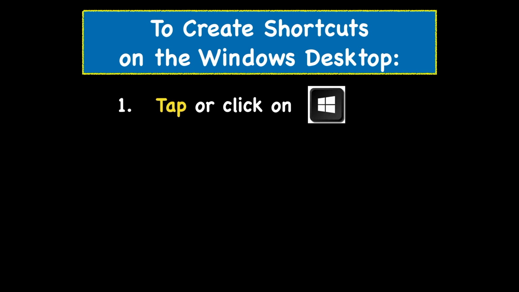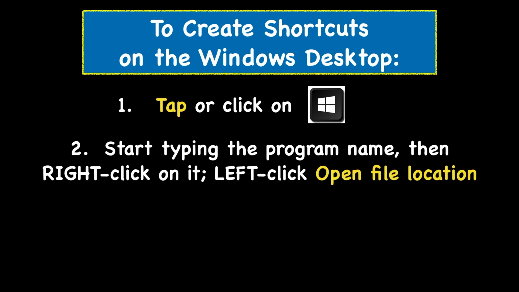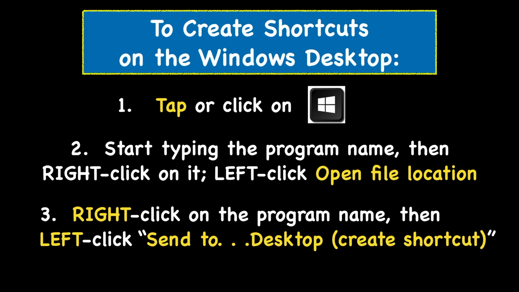Start the same way. Tap or click on the Windows key or the Windows button. Begin typing the name of the program, and when you see it, right-click on it and left-click Open File Location. Finally, right-click on the program name and then left-click Send to Desktop Create Shortcut. That's all there is to it.